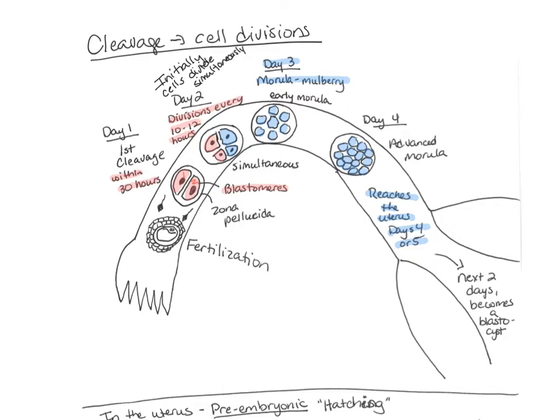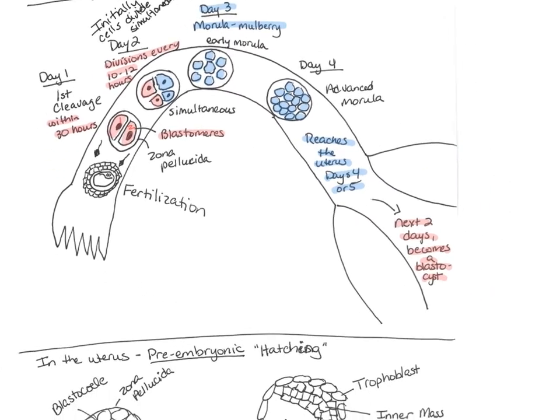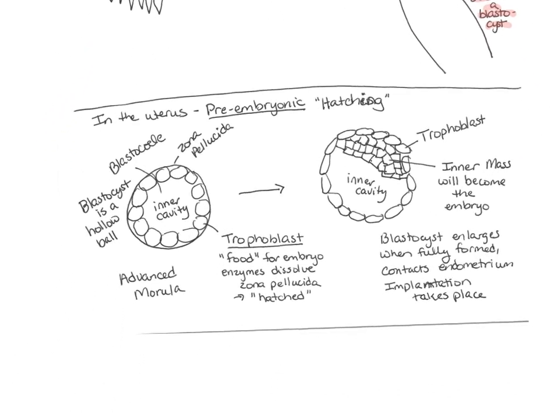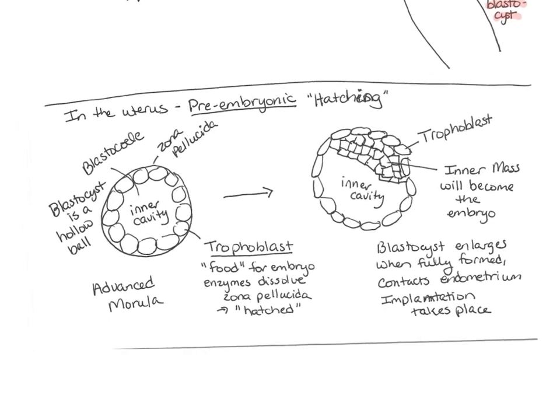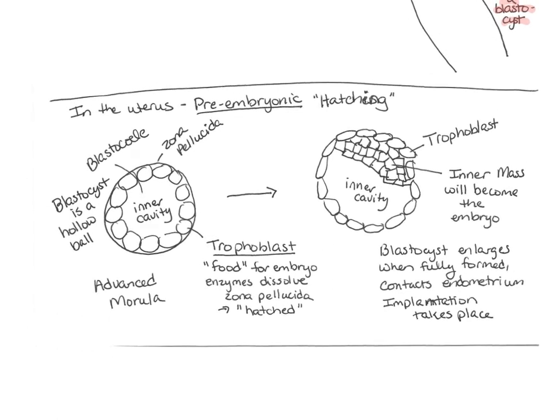Over the next 2 days, the morula will become a blastocyst. So let's take a little closer look at this process. So by day 6 and 7, the blastomeres form a blastocyst. The blastocyst has a hollow center called a blastocele. The blastomeres are different sizes and shapes.